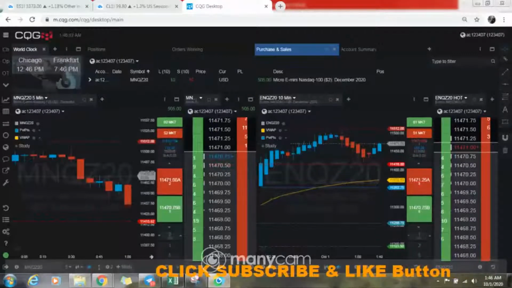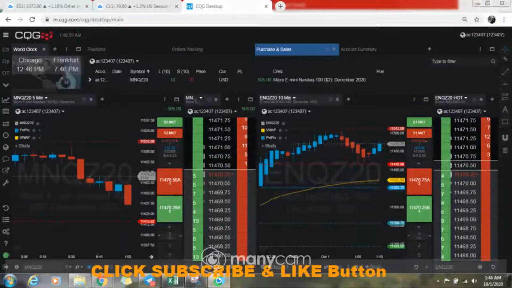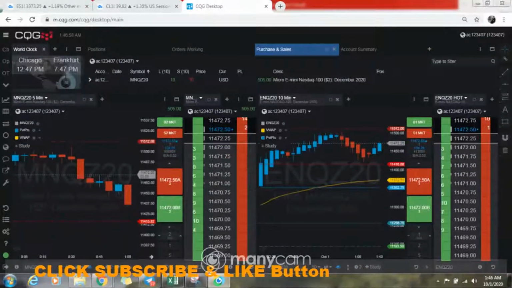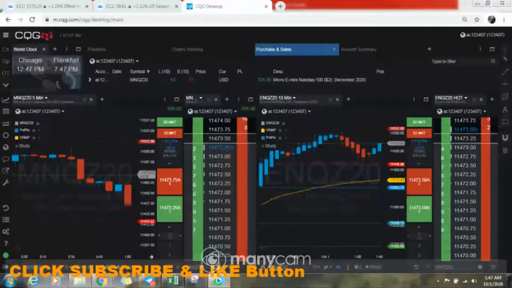Day 3 of my trading. The first day and the second day: the second day was no trading, and the first day was minus $42.